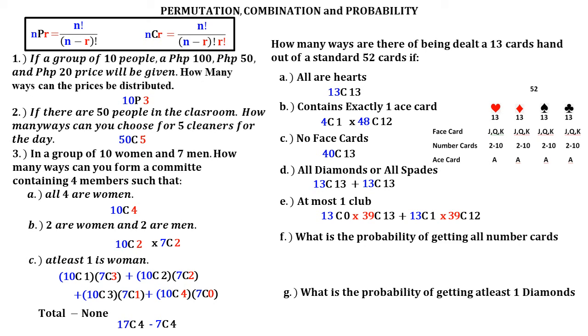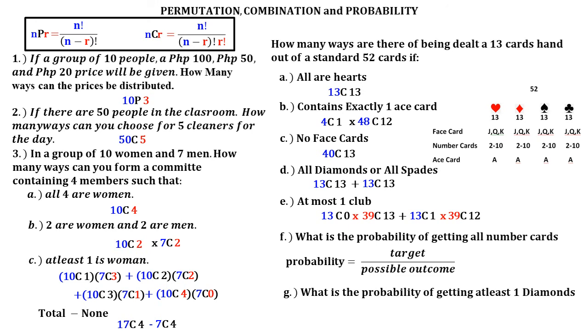Okay, now, let's proceed to question letter F. What is the probability of getting all number cards? Now, please take note na probability na ang tinatanong dito, okay? And a probability is equal to target over the possible outcome, okay? So, ang target natin dito is yung target natin na outcome divided by all the possible outcome, okay? So, ang target natin dito is to get all number cards.